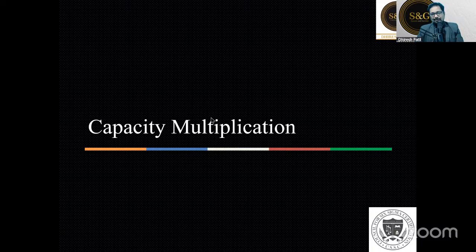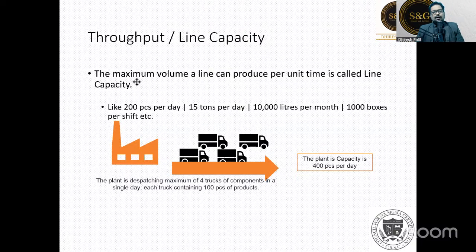Now, for example, there is a company producing 400 pieces per day. Let's try to understand this. There is a process which is producing 400 pieces per day. It can be pizza, it can be anything. Per day they are producing 400 pieces. That's their throughput or the line capacity, which we have already studied.